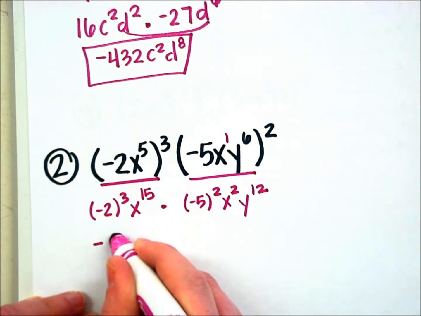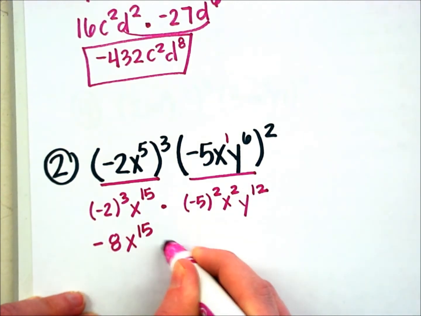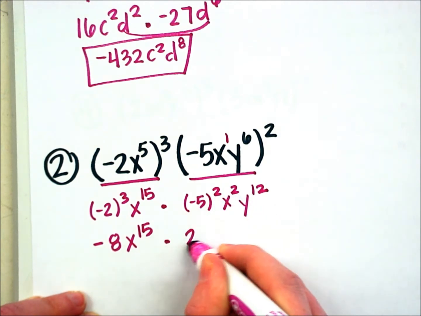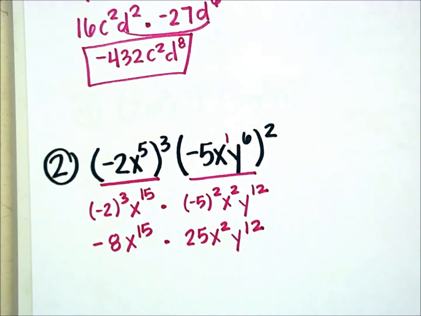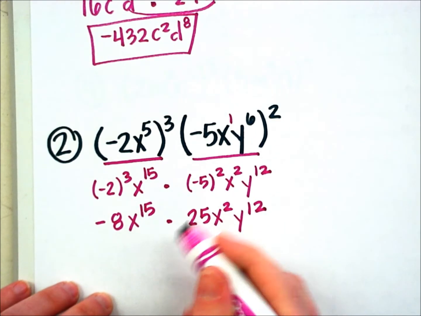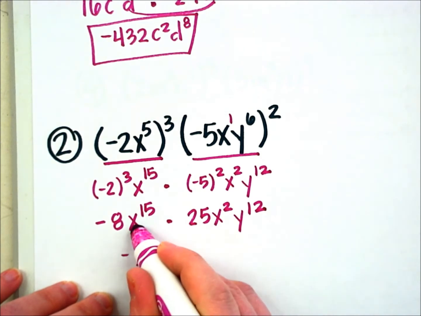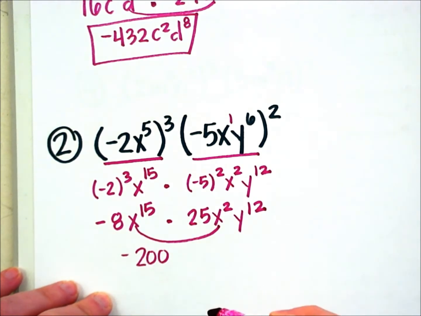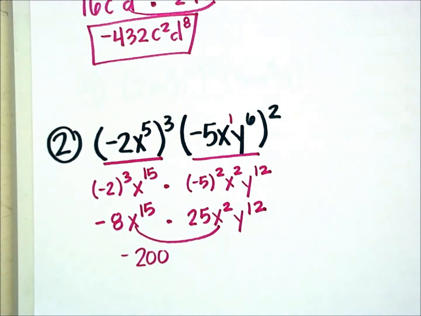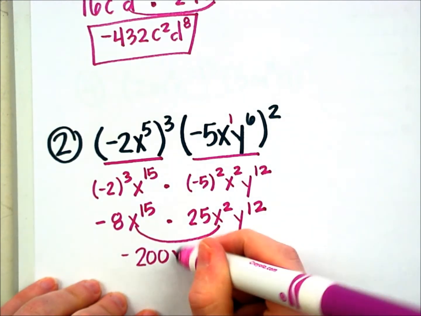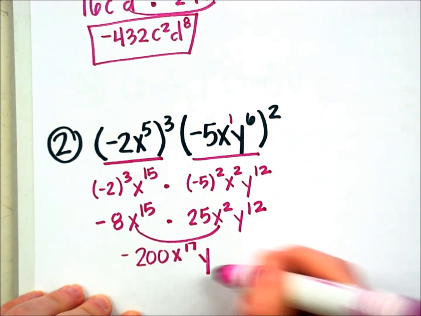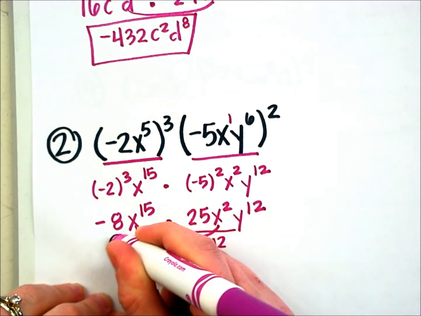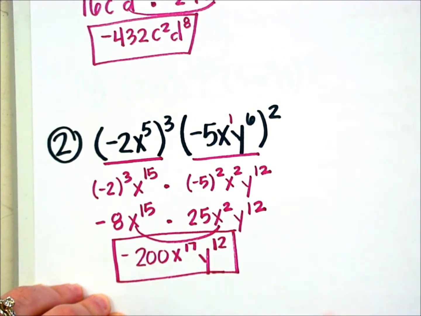Negative 2 cubed is going to give me negative 8, x to the 15th. Negative 5 squared is going to give me 25. Bringing everything else down. So now I'm going to say negative 8 times 25, which is going to give me negative 200. X to the 15th times x squared is going to give me x to the 17th. So I'm going to add the exponents, and then I'm going to bring down y to the 12th. So it's negative 200, x to the 17th, y to the 12th.